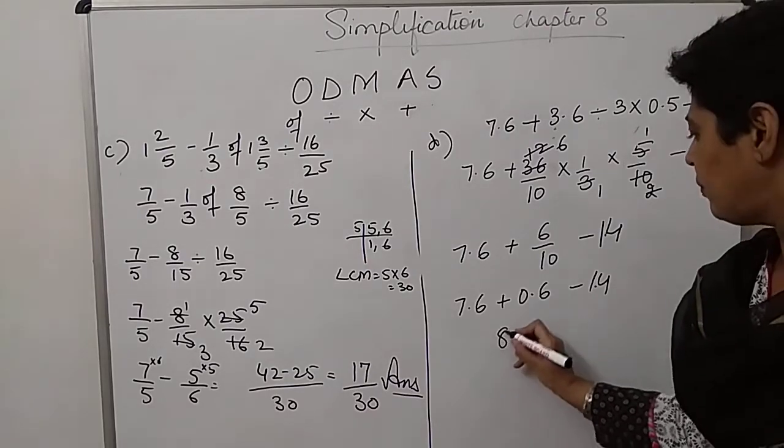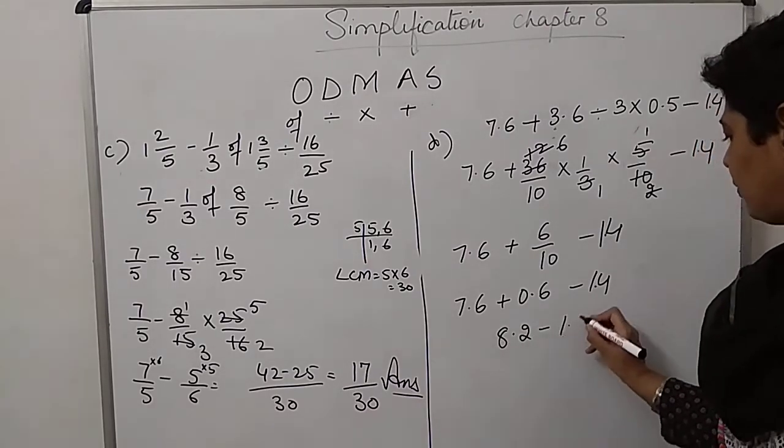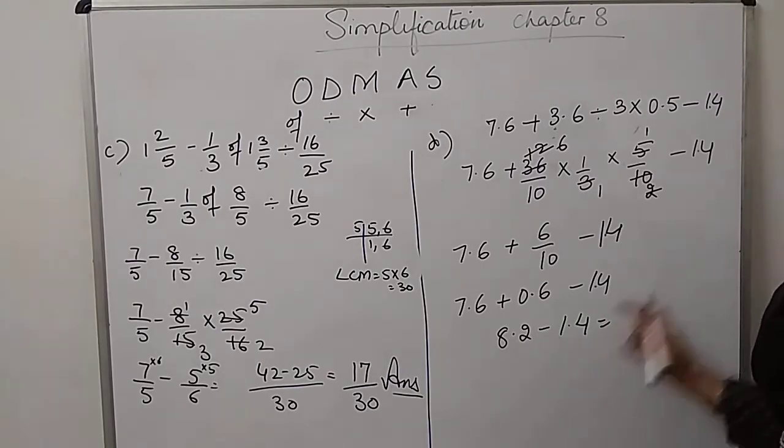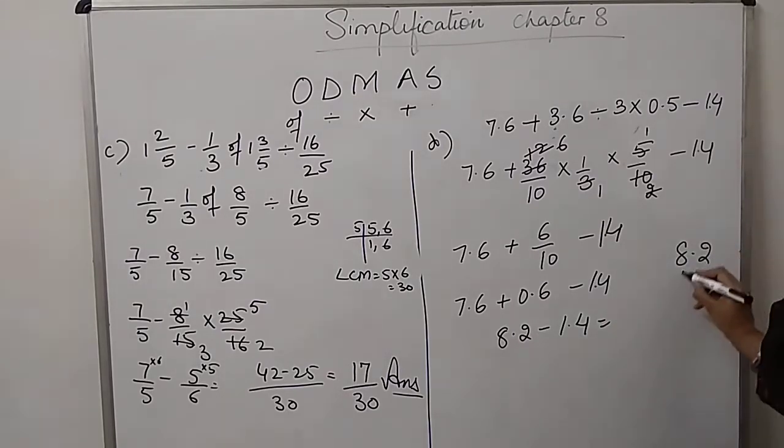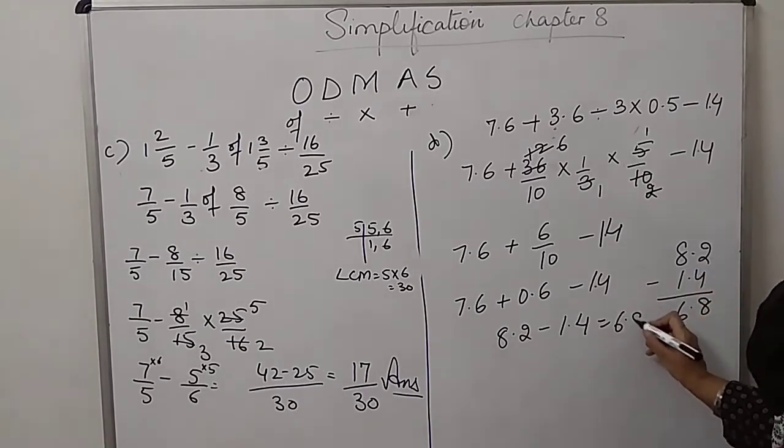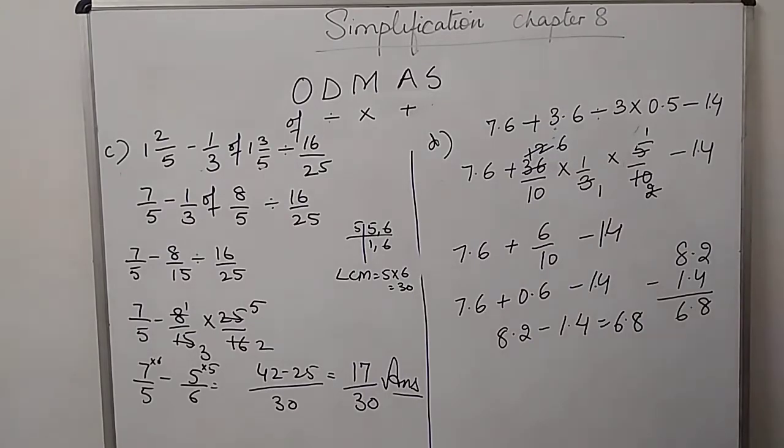So this is 8.2 minus 1.4. This becomes 8.2, 1.4. 12 minus 4 is 8. 7 minus 1 is 6. So the answer is 6.8.